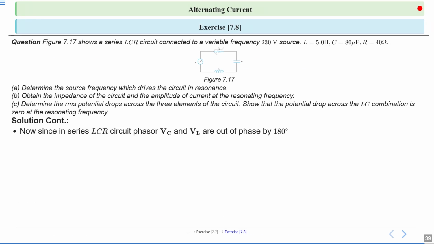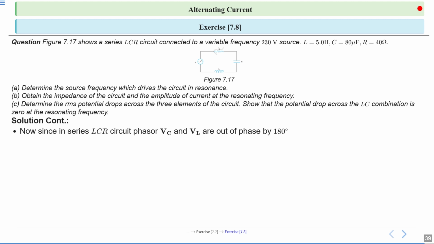Now, since in a series LCR circuit the phasors VC and VL are out of phase by 180 degree, as we have seen in the phasor diagram of the LCR circuit, they are exactly opposite to each other. At resonance, VC and VL are equal, due to which they cancel the effect of each other. Except at resonance, VC and VL are not equal. That's why there is a resultant phasor of VC plus VL.